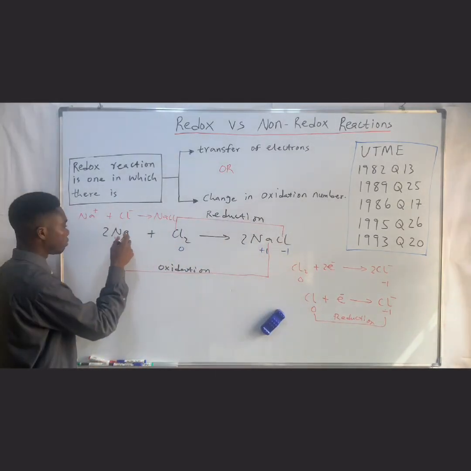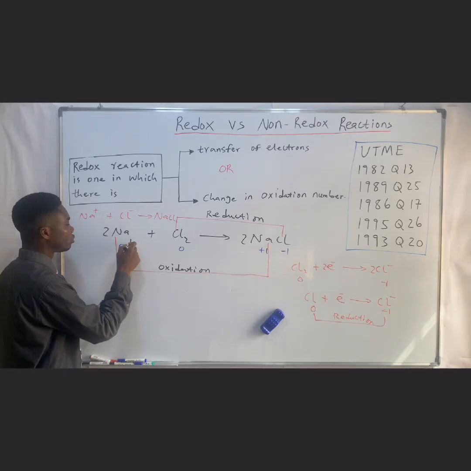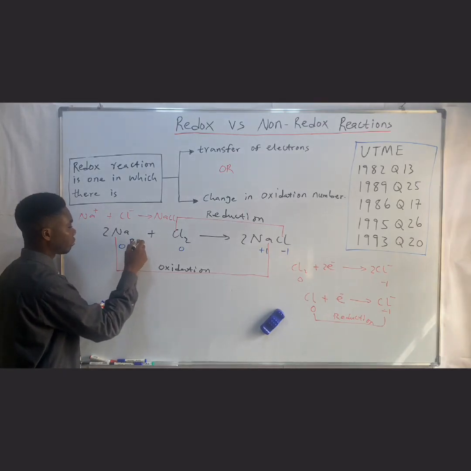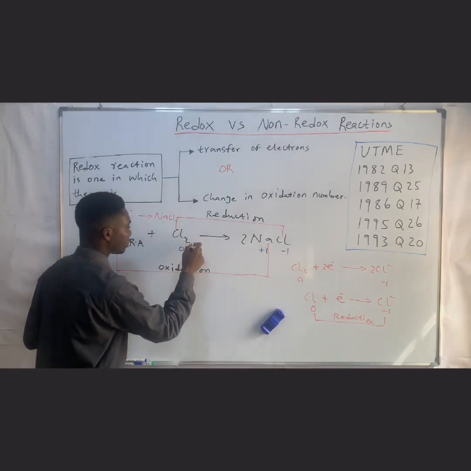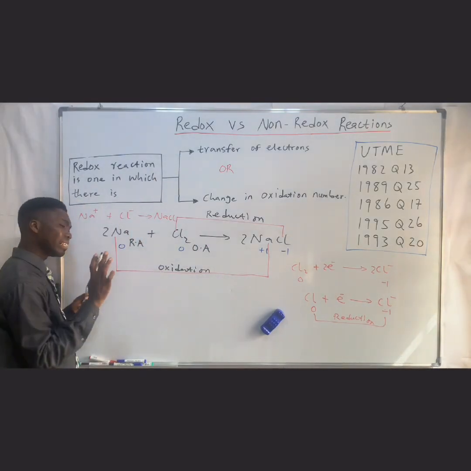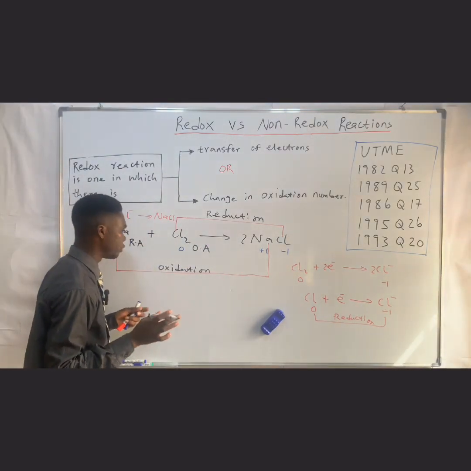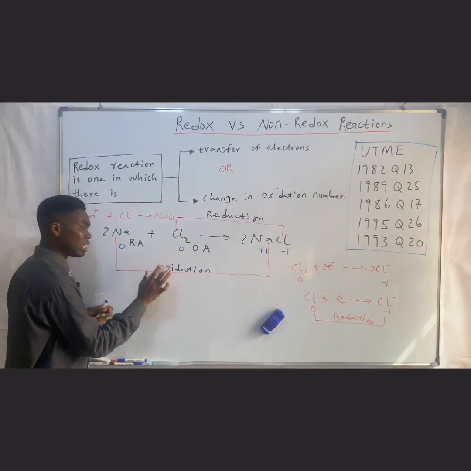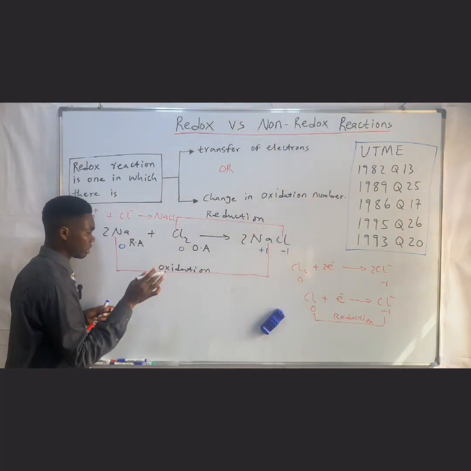Okay, so you understand that now, isn't it? Good. Sodium is the what? Sodium is the reducing what? Agent. Chlorine is the oxidizing what? Agent. Okay, now why? It's simple. Don't worry, I'm going to teach you. Now it's tricky, but you just need to understand.